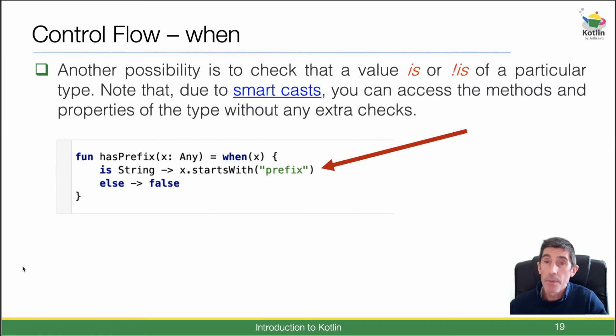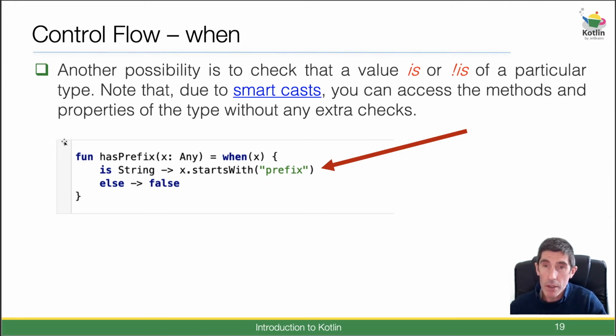Another little bit about when. So another possibility is to check that a value is or isn't of a particular type. And note that due to smart casts, and we'll cover that in more detail, you can access the methods and properties of the type without any extra checks. So we'll talk about that smart cast. I'll talk a little bit about it now. We'll look at it in a lot more detail later on. But we'll just look at the example first.